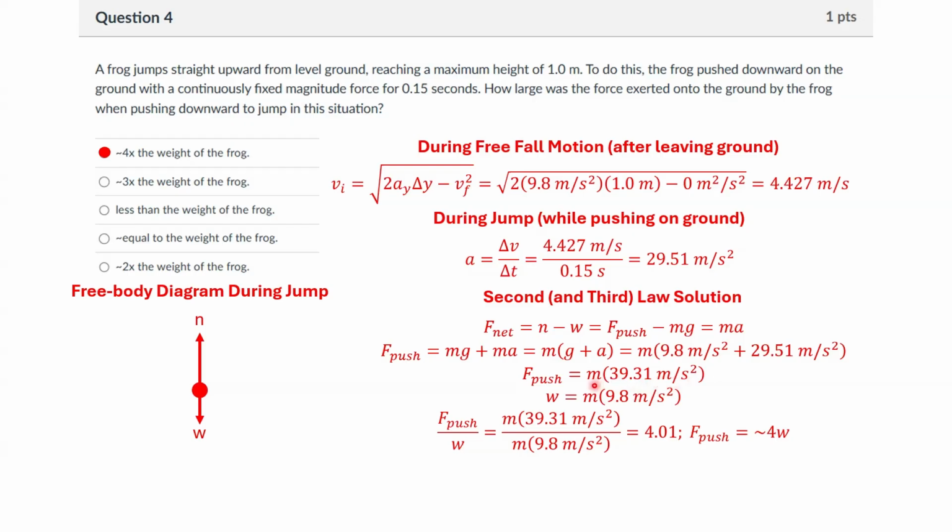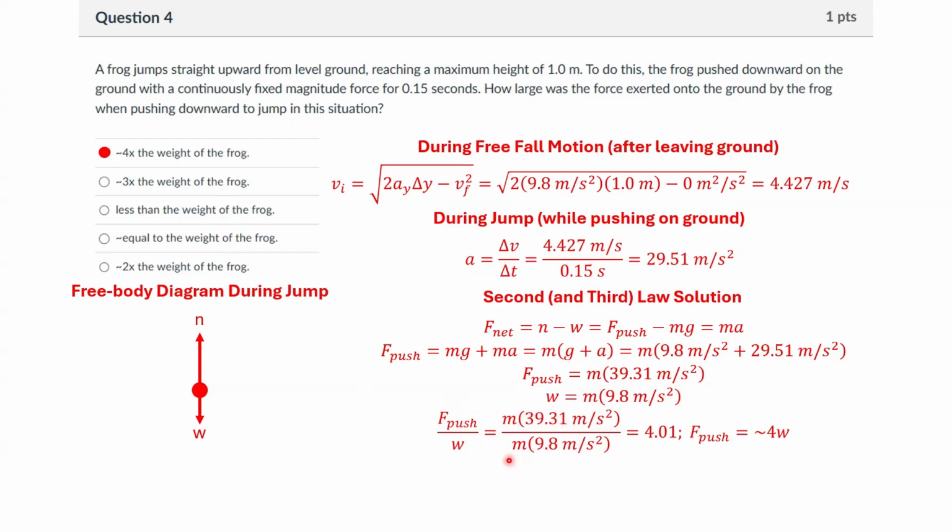I know that the weight of the frog is m times g, which is 9.8. So if I was to compare the force of the push to the force due to weight, which is what all of my answers seem to be doing, then I can just say, okay, this thing divided by that thing would be equal to what they're equal to divided by each other.